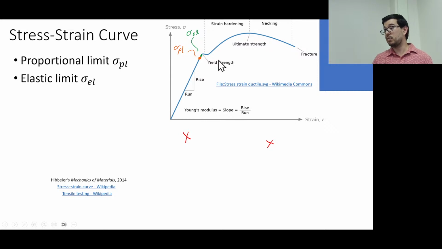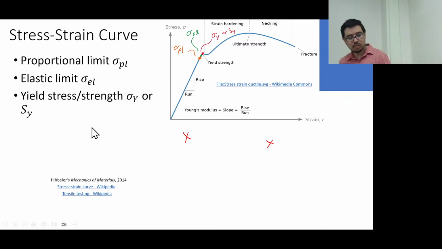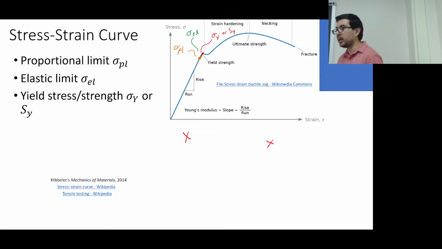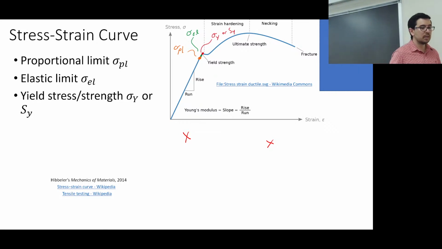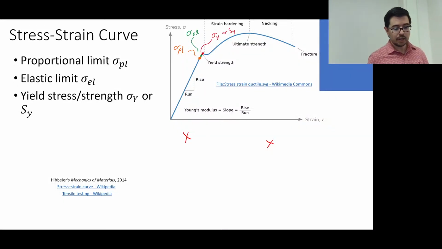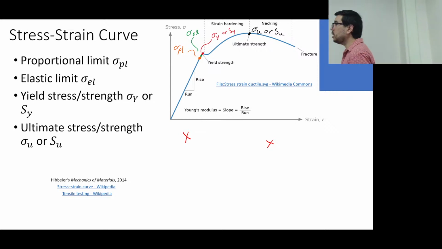And that's irreversible, once you've gotten there. All right, so the yield stress or strength is given by sigma y, or S sub y. You'll probably see me do both in the class. The ultimate stress or strength, sigma u or S sub u, is the peak of the curve.